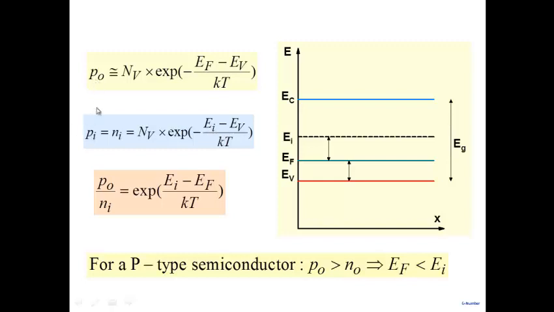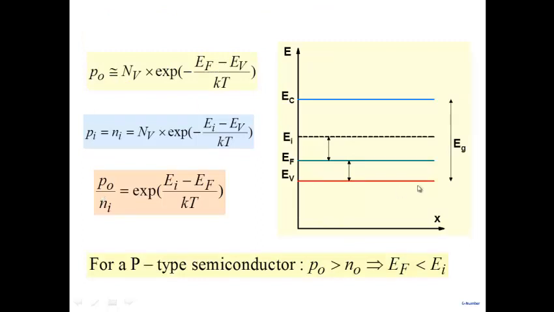Then how do I get this last result? I just take a ratio of these two. This is for intrinsic only. This one is general. Here I've made an assumption that EF is equal to EI, which means EF is in the middle, and then my semiconductor is intrinsic. At other times, EF is somewhere else. So this is a general expression, this is only for intrinsic, and I'm taking a ratio and expressing the general in terms of an intrinsic one.